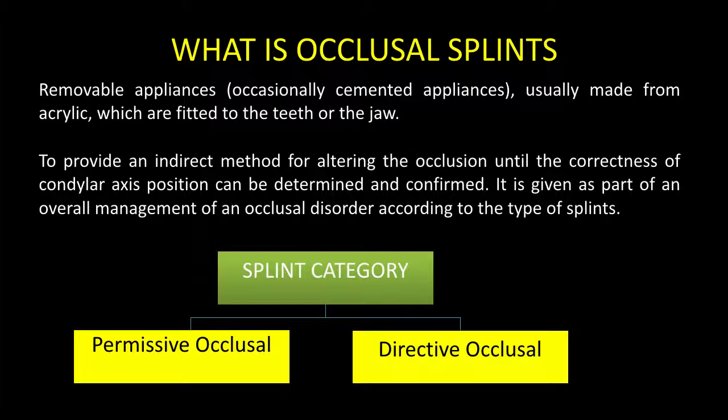1. Permissive occlusal splint, a splint with flat and smooth surfaces that allows the muscle to move the mandible without any interferences from deflective contacts. 2. Directive occlusal splint, a splint that directs the lower arch into a specific occlusal relationship that will then direct the condyles to a predetermined position.